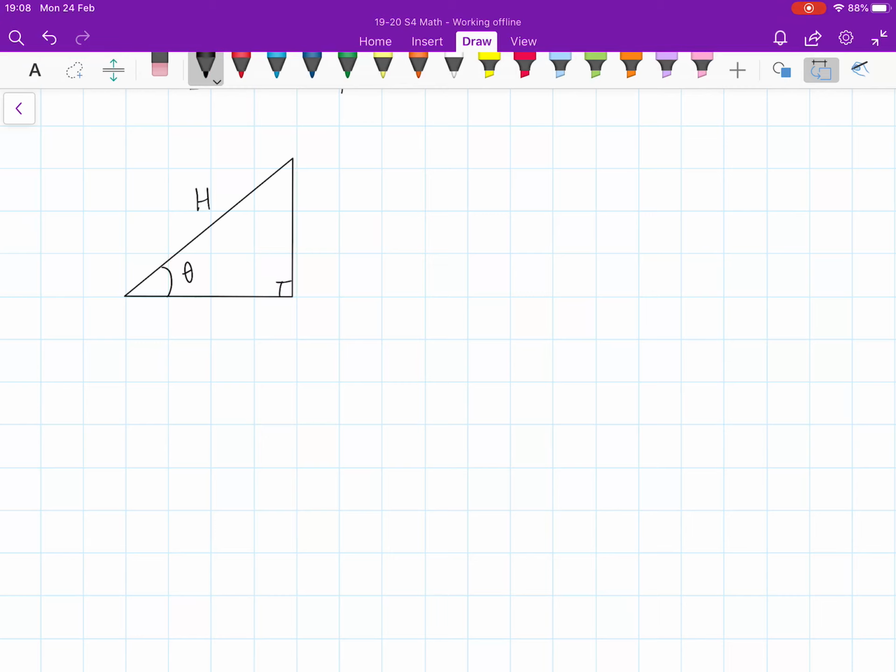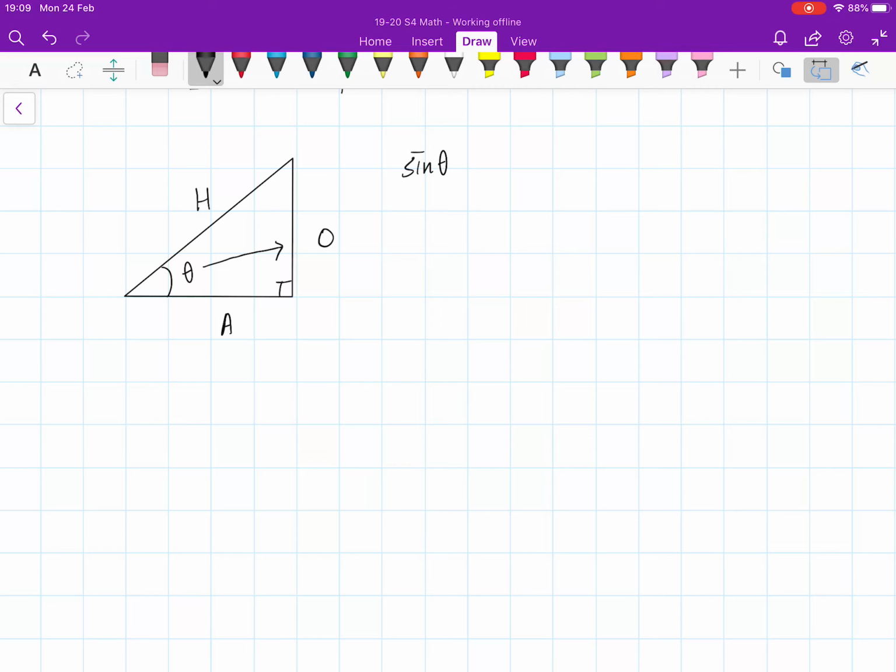Okay, and then next, imagine this theta like an eye, and it will look at the opposite wall. So therefore, it is the opposite side. So I will call it O. So finally, for the remaining length, we will call it the adjacent side, A.